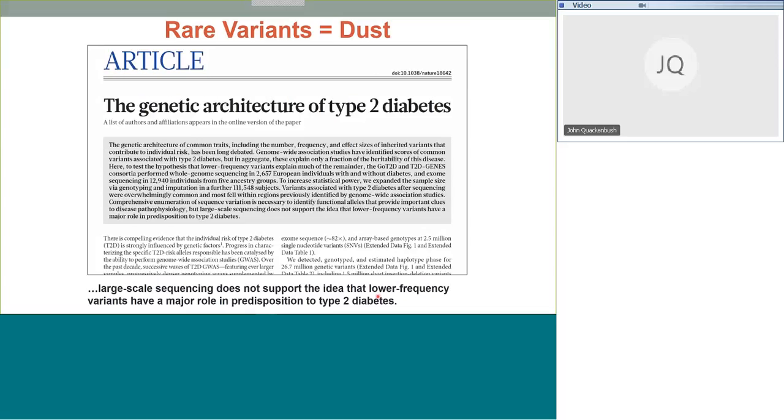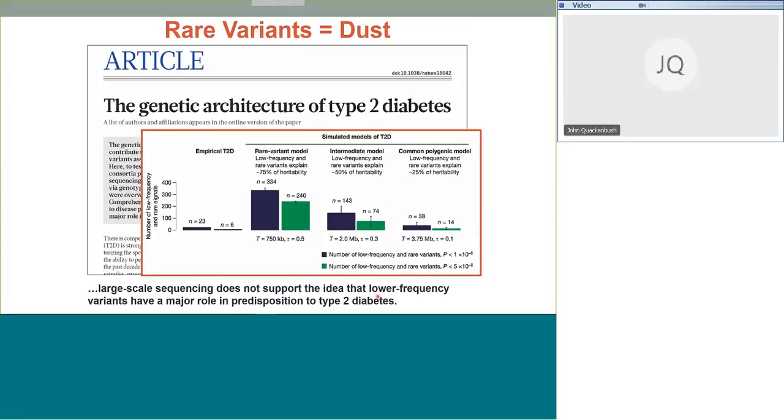And there's a very nice paper published about 1.5 years ago looking at diabetes. This group looked at 111,000 individuals. And their conclusion was that these lower frequency variants don't play a major role in predisposition for type 2 diabetes. And there's a nice little graph that appears in what I believe is figure 1, showing the empirical data on the left and fitting different models. And the bottom line from this analysis was that these rare variants simply don't explain disease risk.